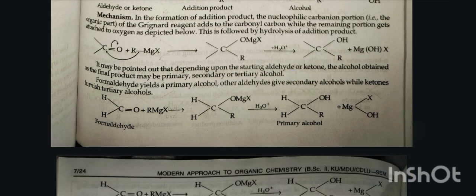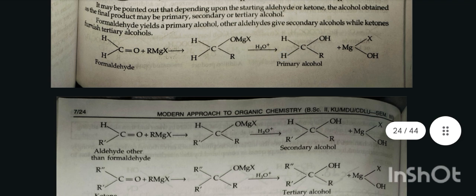Mechanism: in the formation of the addition product, the nucleophilic carbanion portion, for example the organic part of the Grignard reagent, adds to the carbonyl carbon, and the remaining portion gets attached to the oxygen, as depicted below. This is followed by hydrolysis of the addition product. It may be pointed out that, depending upon the starting aldehyde or ketone, the alcohols obtained as the final product may be primary, secondary, or tertiary. Formaldehyde yields a primary alcohol, other aldehydes give secondary alcohols, while ketones furnish tertiary alcohols.